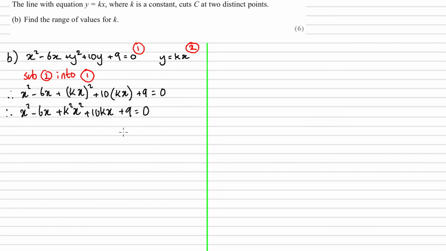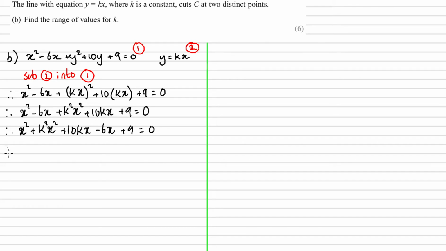Okay, so as I said before, I'm going to have a nice long quadratic just in terms of x and k. So now I'm going to congregate the x squared terms together. So we've got x squared, I'm just going to shift everything along, plus k squared x squared. I want the x squareds together, plus 10kx minus 6x. So I've just reordered the terms. Plus 9 equals 0. Okay, so we have a quadratic equation here.